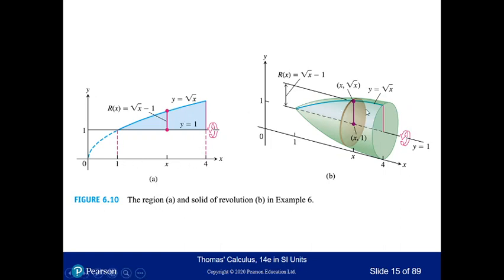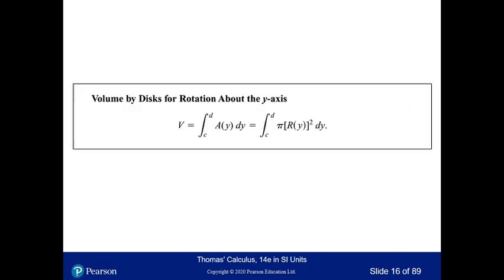I need to find the cross-sectional area. I already know r of x. Pi r squared is the area of this region. Square root of x minus 1 squared, pi times that. A of x is going to be pi r squared, so we find that. So we integrate from 1 to 4 and we get the result.